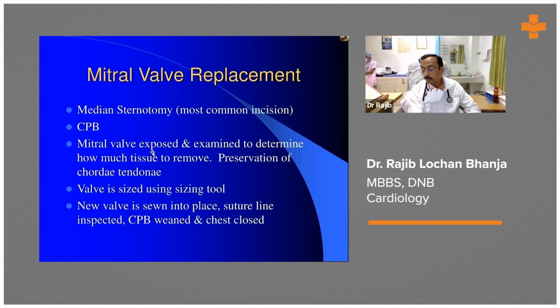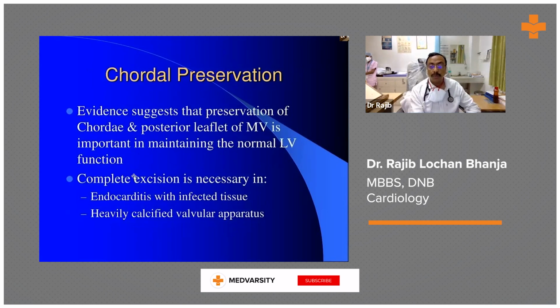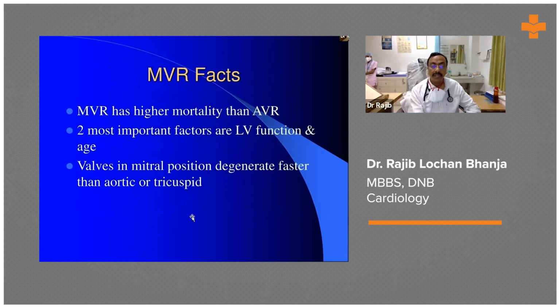And for valves, we have to choose whether it is mechanical or bioprosthetic, and the most important is chordal preservation. Evidence suggests that preservation of the chordae and the posterior leaflet of the mitral valve is important in maintaining normal LV function. Complete excision is necessary in endocarditis with infective tissue and a heavily calcified valvular apparatus. Mitral valve replacement has a higher mortality than aortic valve replacement. The two most important factors are LV function and age group. Valves in the mitral position degenerate faster than in the aortic or tricuspid position.